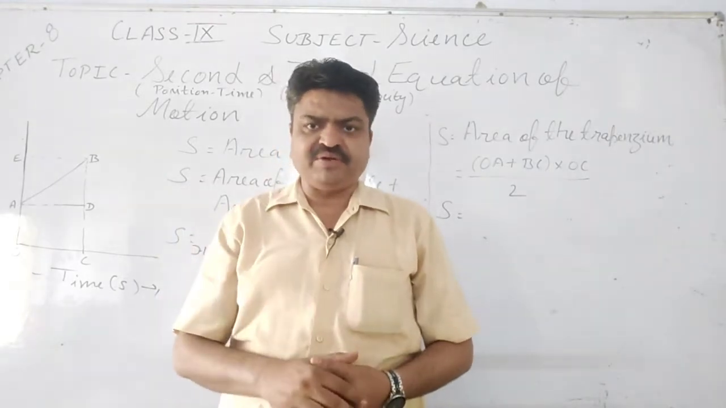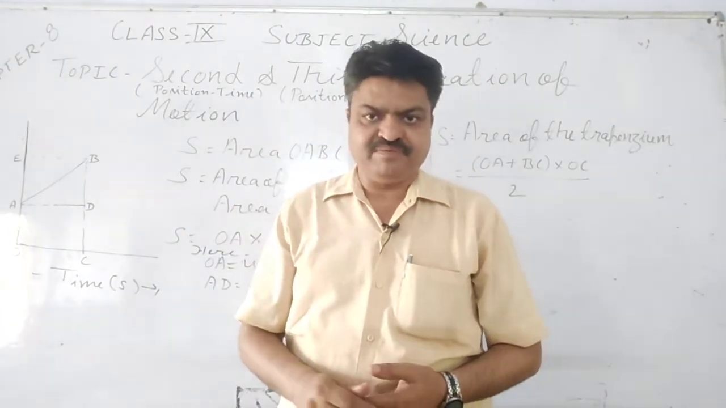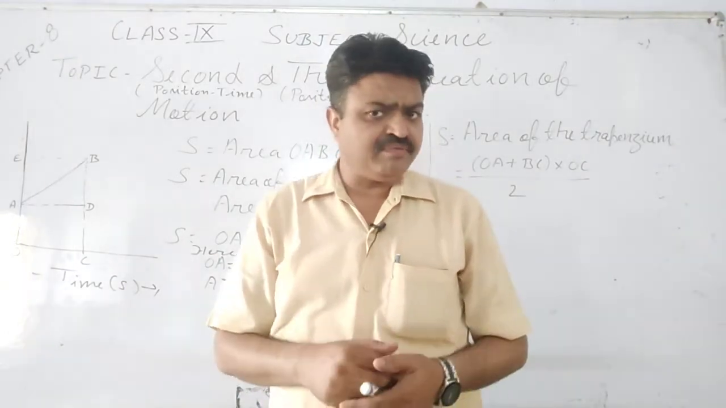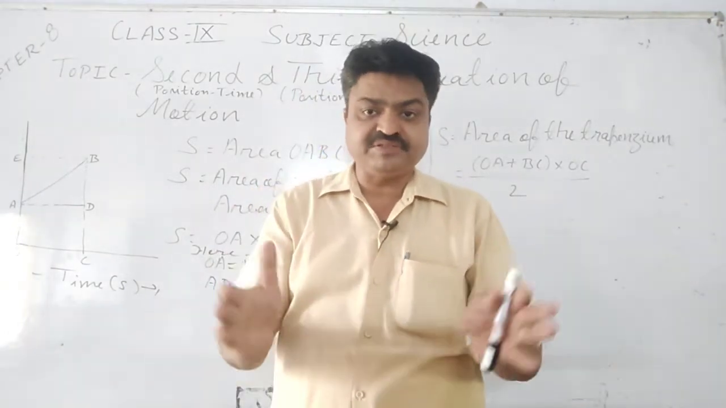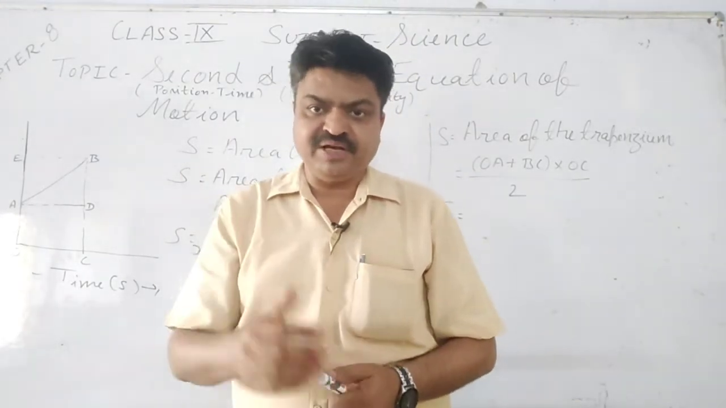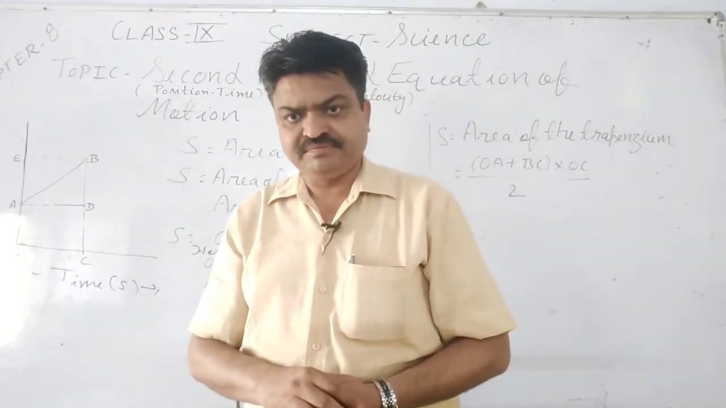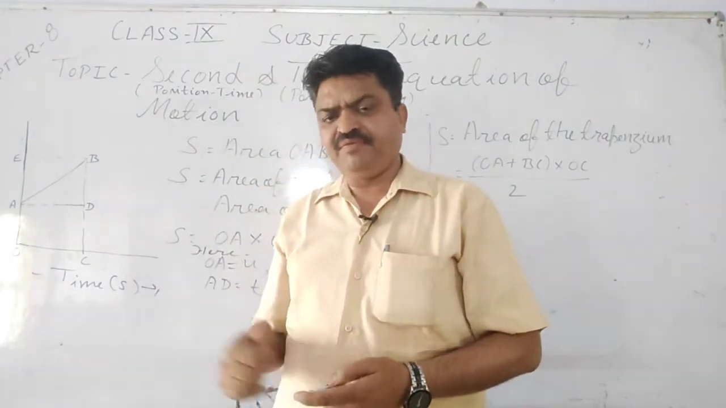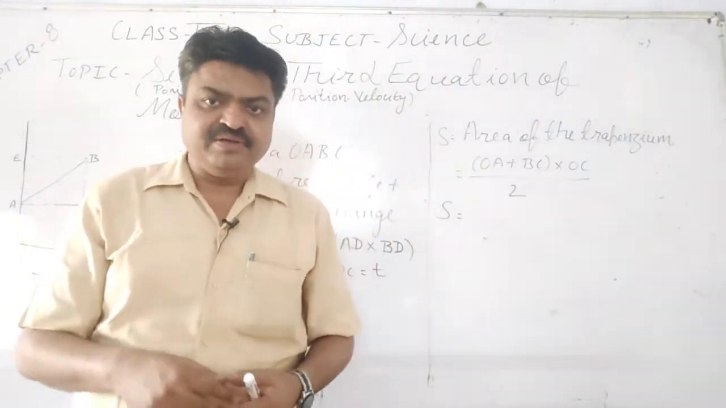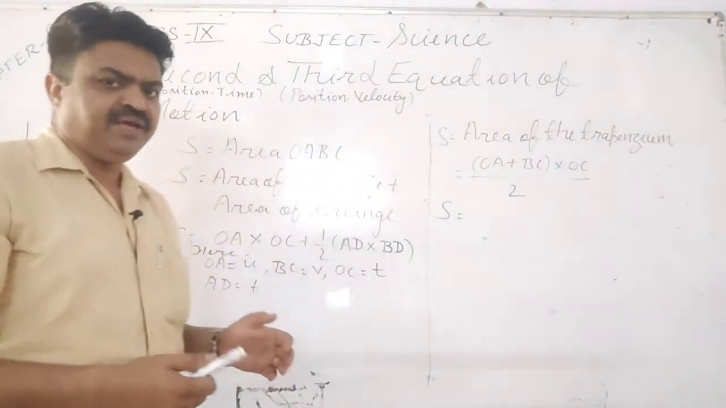In today's class, students, we will discuss the second and third equations of motion with the help of graphical representation. As I have discussed about the first equation of motion, for that we considered an object moving with other than zero velocity. So the same graph we will consider here. In this also there is one object moving with other than zero velocity. So this graph we will make first.